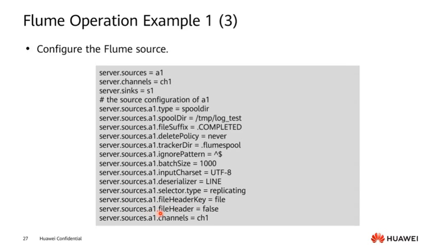a1.fileHeader indicates whether to store the file absolute path in the event header. The value can be true or false. And finally, it is necessary to configure which channel is connected with the source by configuring a1.channels. And this is exactly the reason why we mentioned a source must be associated with at least one channel before.